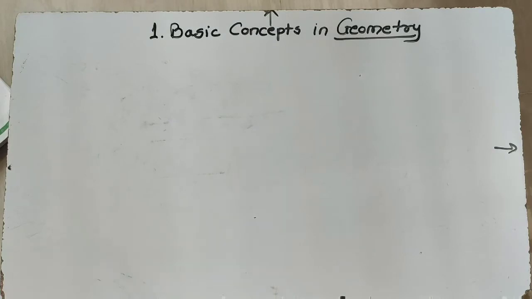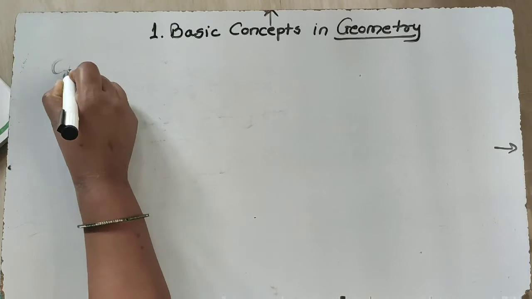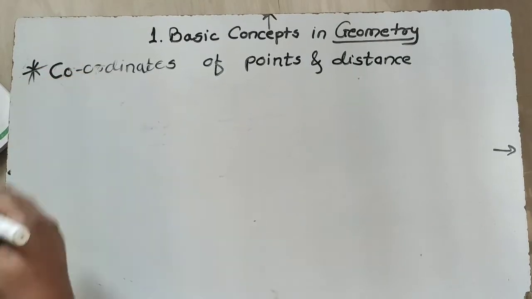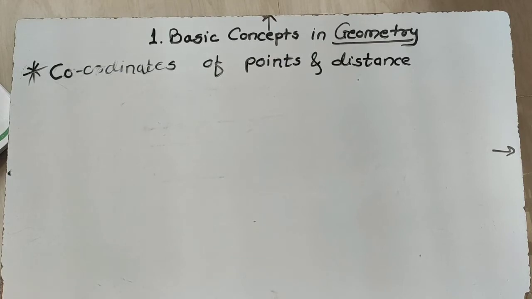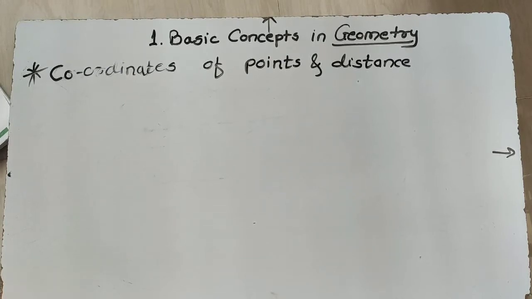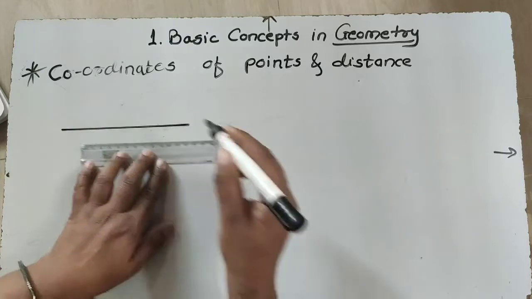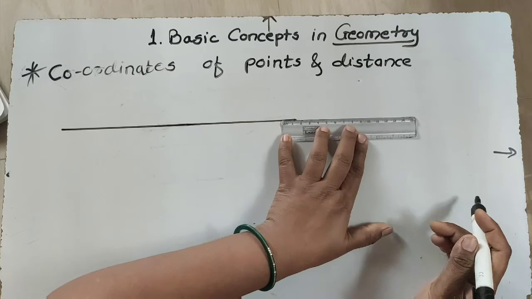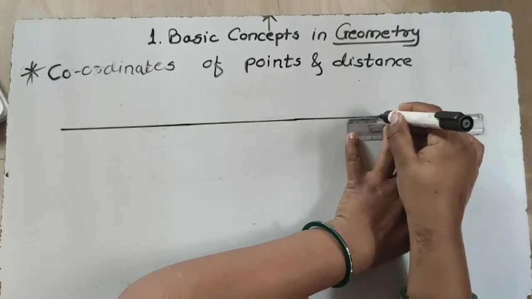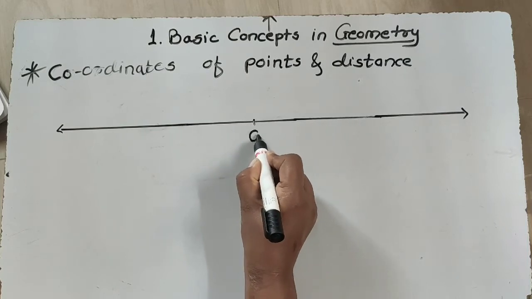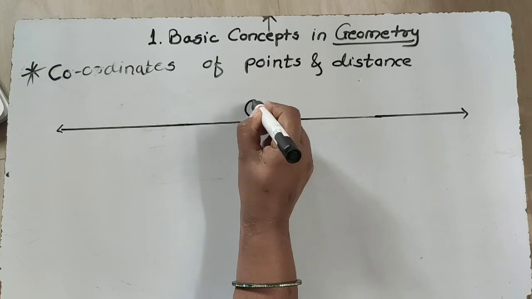That is the coordinates of points and distance. For that, we want to draw a number line. So first of all, I will draw here a number line. So this is my number line, and this is the origin of this line. Its name is O, and this is 0.